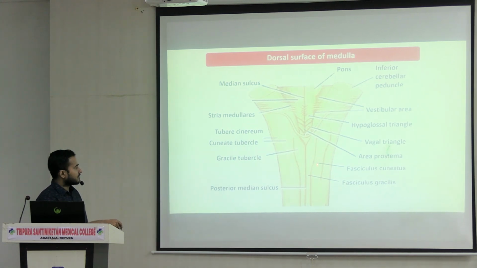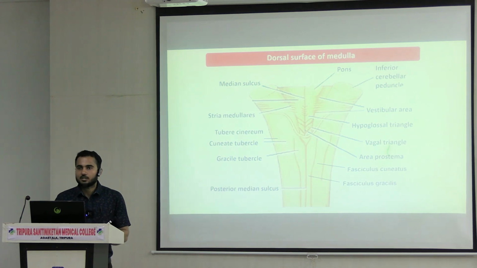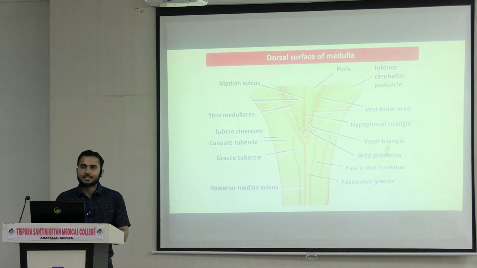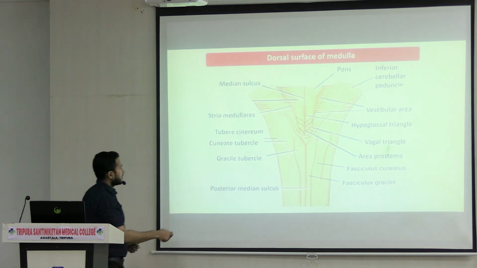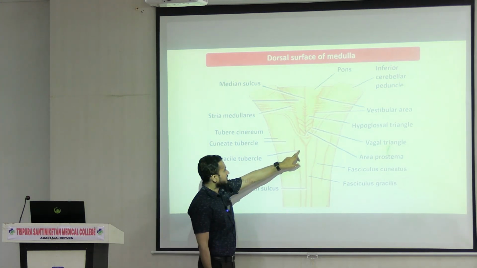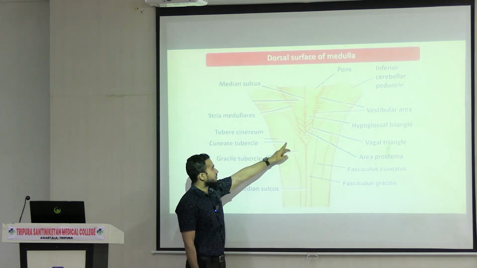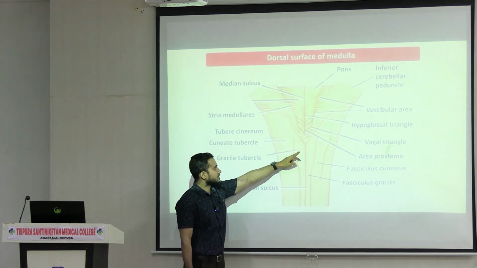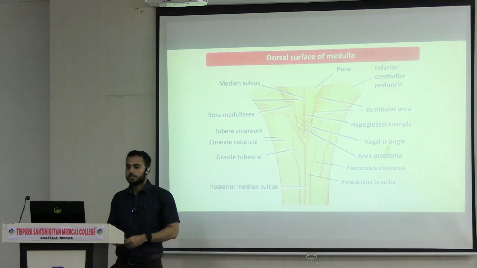Next, on the upper aspect of the fasciculus gracilis and fasciculus cuneatus, you will be getting the nucleus of the same name. These are also called the gracile tubercle and cuneate tubercle. If you see the upper part, here you can see the elevation. This is called the gracile tubercle. This is called the cuneate tubercle. Here the nucleus of the same name will be present, which will be seen in the TS.